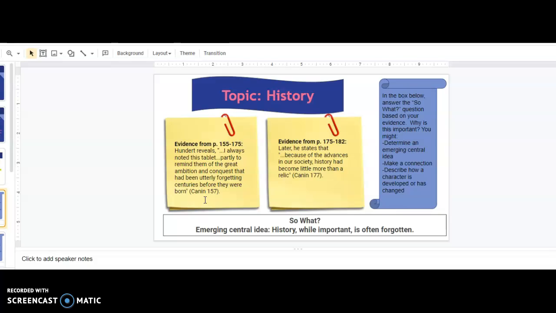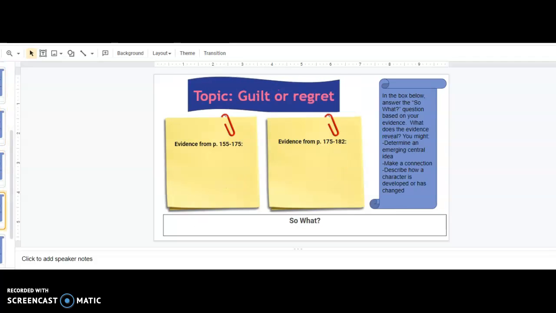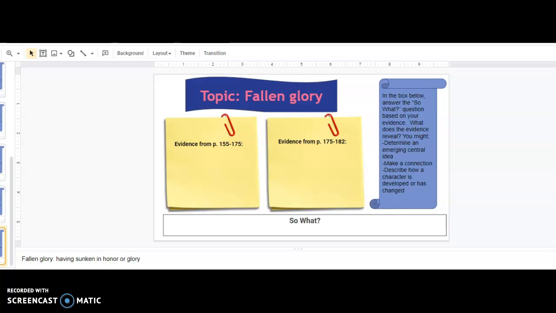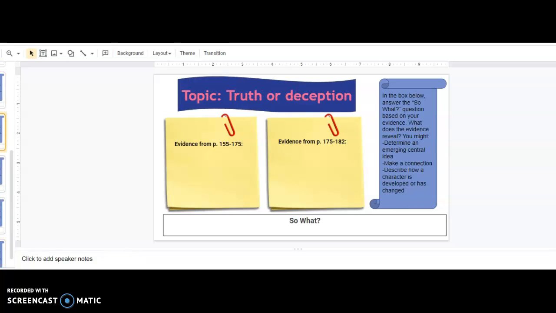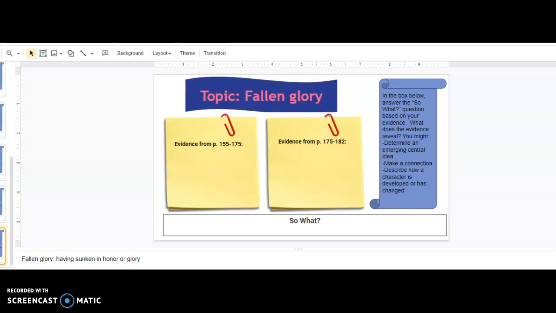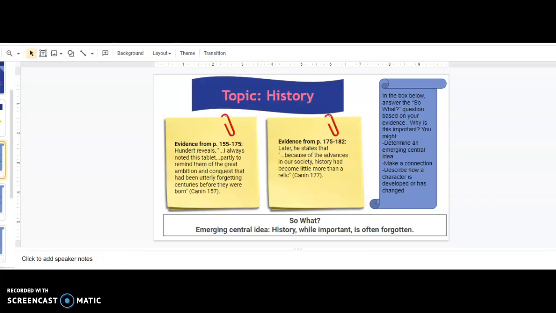You're going to find a piece of evidence to support at least 3 of the theme topics. So there are 1, 2, 3, 4, 5. So 5 theme topics: morality, truth or deception, guilt or regret, power and control, or fallen glory. And fallen glory, you see the definition at the bottom of the notes. It means having sunken in honor or glory. So you're kind of on top at one point and then that goes away.